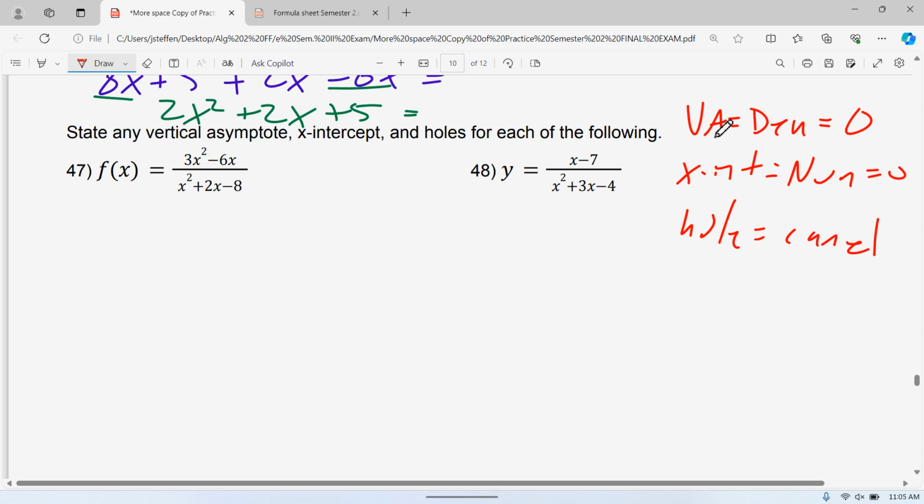That's all possibilities. So just like when we simplify, we're going to go ahead and factor. So we take out 3x. That leaves x minus 2.